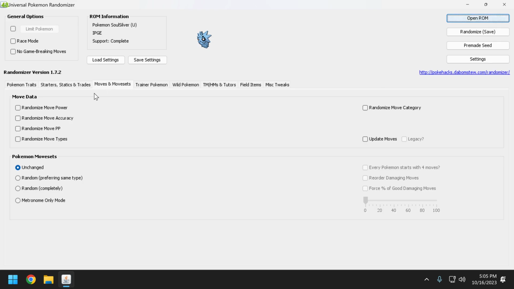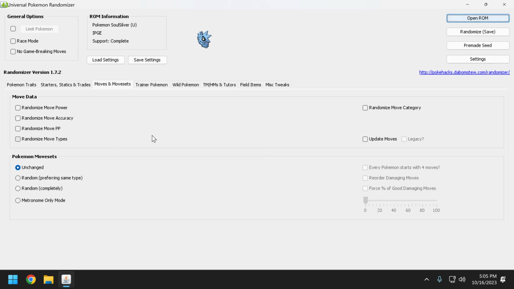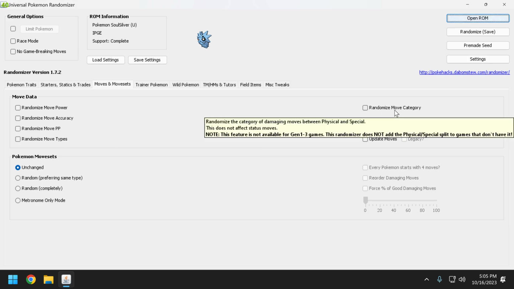Okay, moves and movesets. So you can randomize basically everything about Pokemon moves. Power, accuracy, how much PP they have, the actual type. Basically, if you use Ember, it could be a poison type move. You can randomize the categories as well.